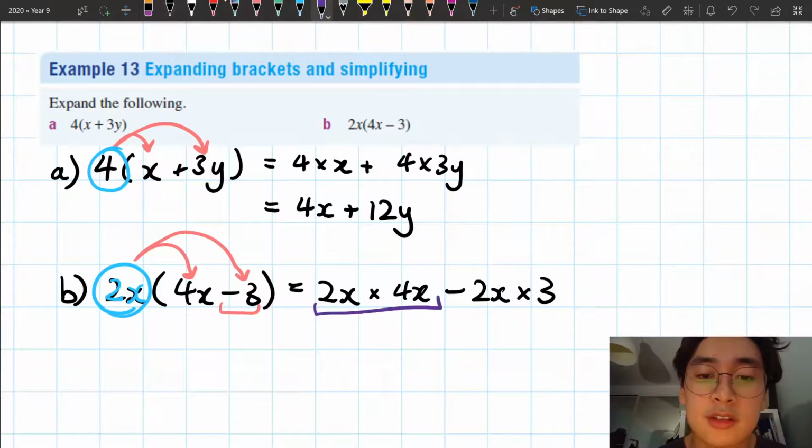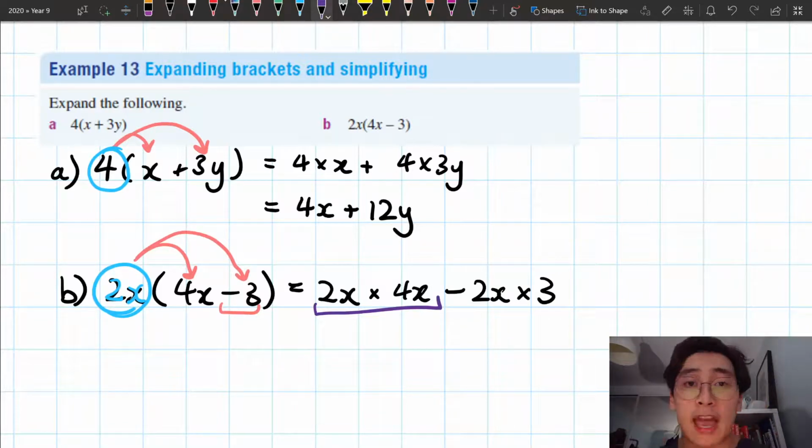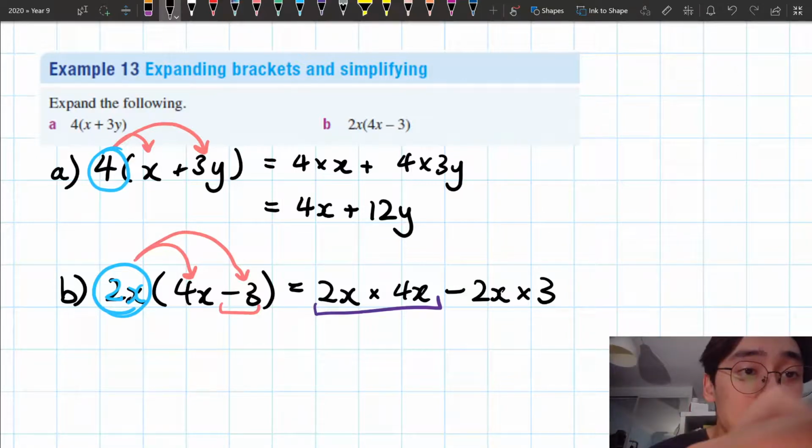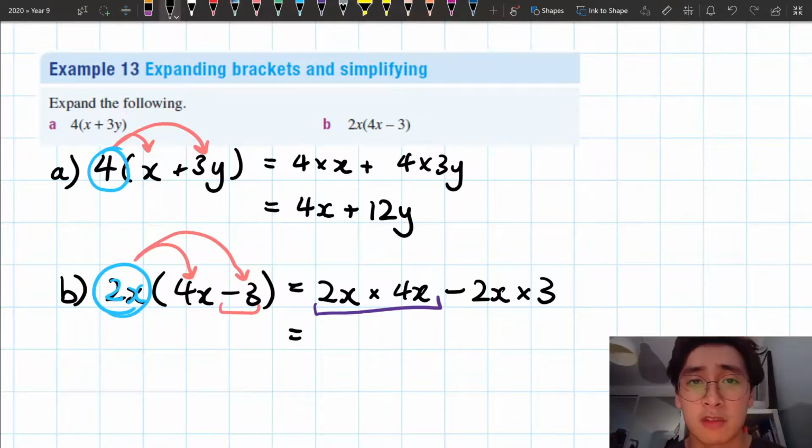2x times 4x. As I said before, when you're multiplying algebraic terms together, you want to deal with the numbers first, then the letters. So let's deal with the numbers first. We're going to do 2 times 4. What's 2 times 4 give me? 2 times 4 gives me 8.